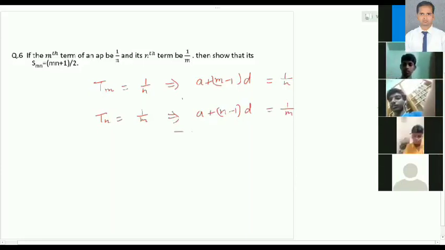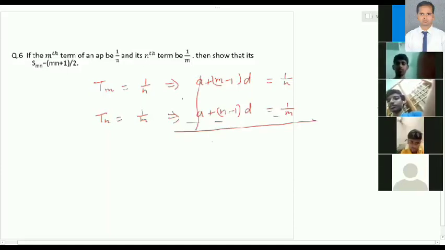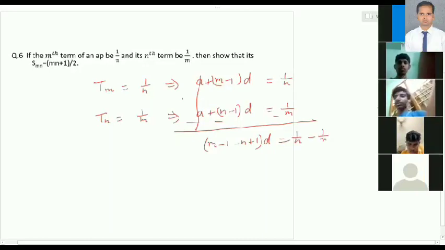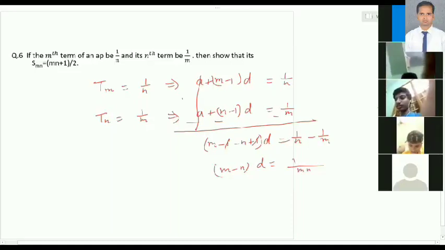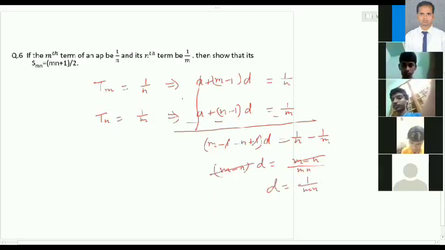Now we need to find a and d. Subtract these. The a cancels out. What will you get? m minus 1 minus n plus 1, into d, will be equal to 1 by n minus 1 by m. And this 1 will be cancelled out. You will get m minus n into d equal to, with LCM mn, m minus n over mn. The m minus n and m minus n will be cancelled out. What will be the d value? 1 by mn.